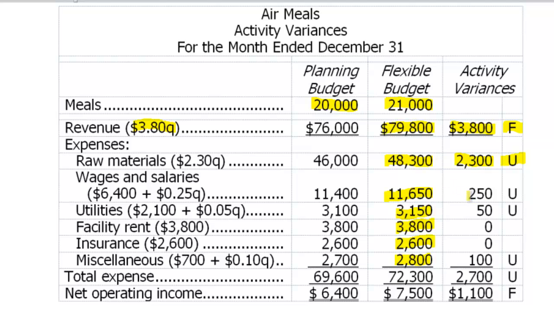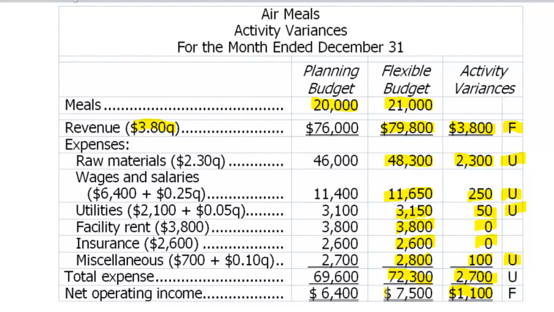Wages and salaries, $250 more. Unfavorable because it's more expense, not because it's good or bad. Utilities, $50 higher. Unfavorable because it's more expense. Facility rent, no variance. Insurance, no variance. And miscellaneous expense, $100 higher, so that's unfavorable. When you calculate total expenses, we have total expenses of $2,700. Compare that to revenue of $3,800, and we have a net operating income variance of $1,100.